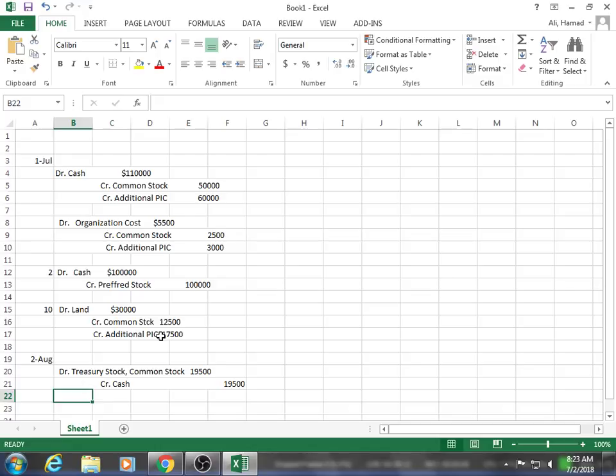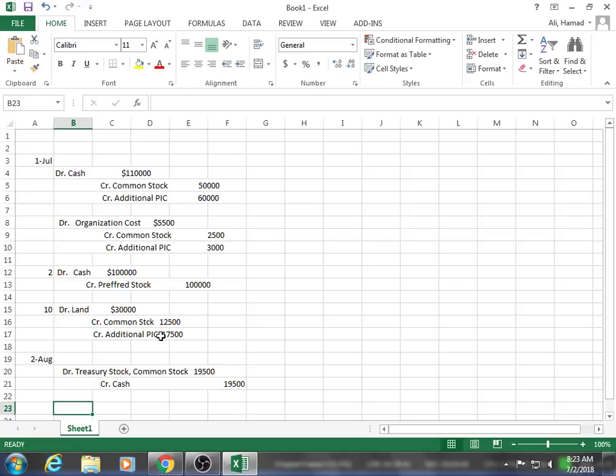Let me make this look a little bit nicer. F2. And so when you do a transaction, make sure you don't put the debit and the credit right beneath each other. Do it this way. First the debit to the left and then the credit to the right for that much. All right. So that's on August 2nd.